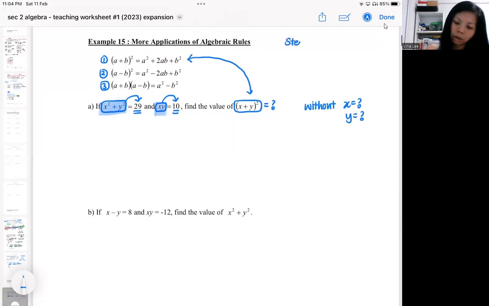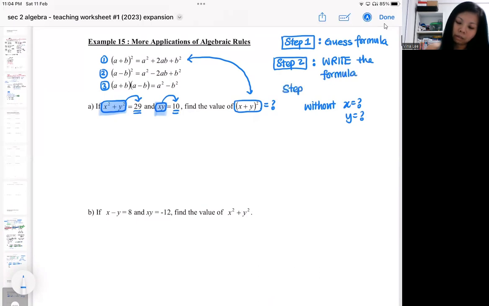So step one, you actually got to guess the formula. So what if you guess wrongly? Then you guess one more time. Anyway, there's only three formulas. Guess the formula. Step two, write the formula. Then step three, you put in the values.